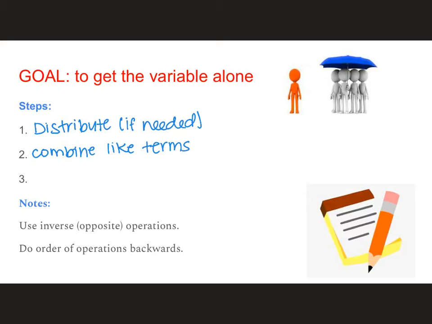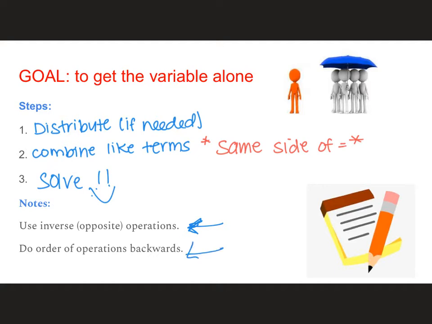And when we combine like terms, remember the important part of that. They only can be combined if they're on the same side of the equal sign. Don't forget. Can't go combining stuff on the opposite sides of the equal sign. That is illegal. And then we solve. Yay! Everyone's favorite part. That's a creepy looking smiley face. And we are still using inverse operations or opposite operations and doing the order of operations backwards.